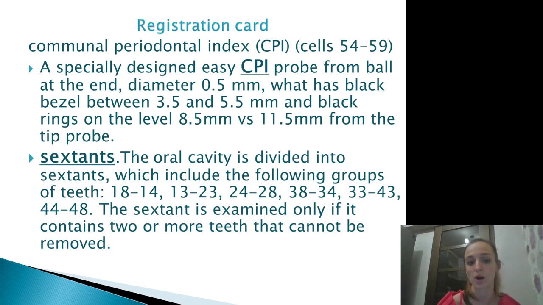First, it is from 18 to 14, next one from 13 to 23, from 24 to 28, and from 38 to 34, the next one 33 to 43, and the last one 44 to 48. The sextant is examined only if it contains 2 or more teeth that cannot be removed.